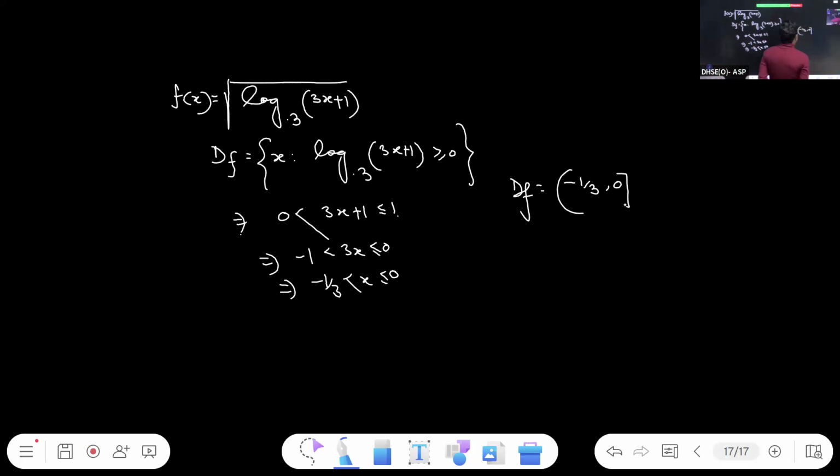Your functions chapter is over and the first session is also over. The second session will start exactly at 9 a.m., and in the second session we will start trigonometry. Subhalakshmi, is it clear? Trijit?